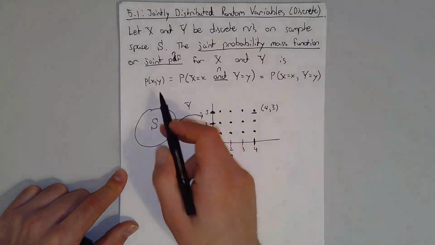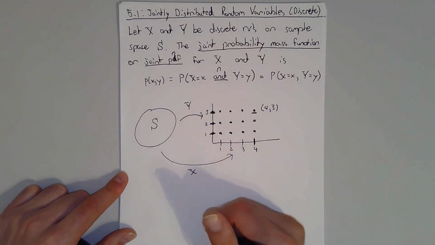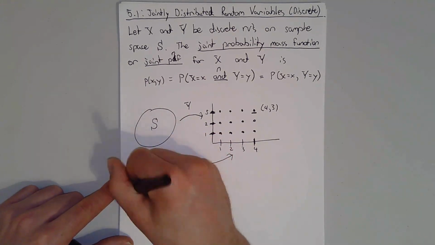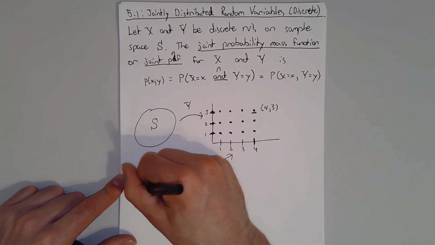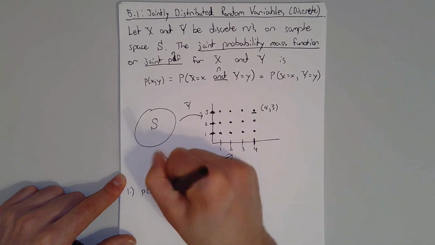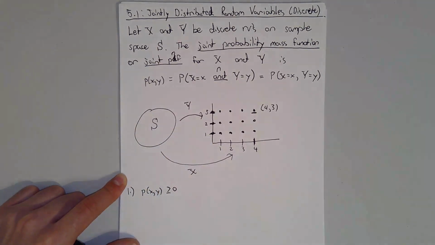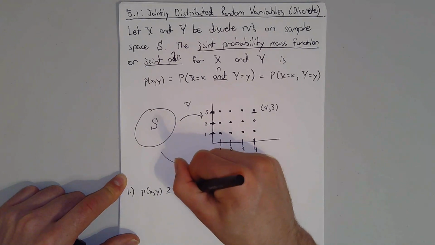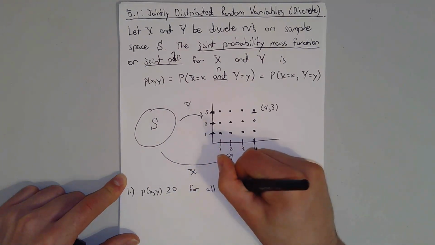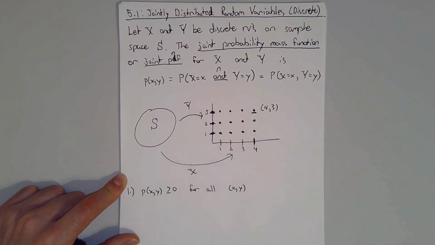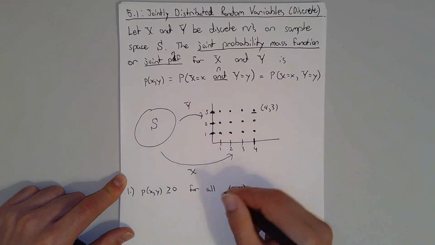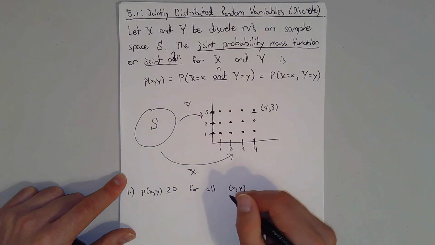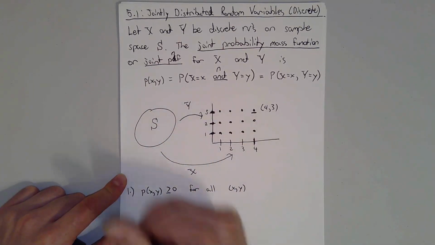So what are some properties of this joint PMF? It will be the same two properties as before. One is that our joint PMF is non-negative for all ordered pairs x and y that are possibilities for capital X and capital Y, so that sit in the range of capital X, capital Y.